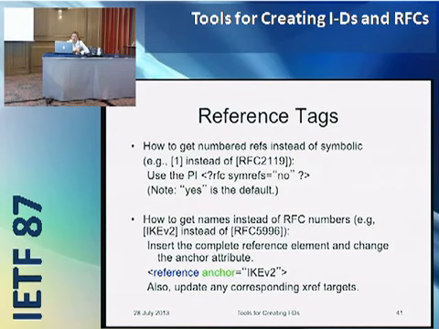So one thing I mentioned: how to get numbered refs instead of symbolic, e.g. [1] instead of RFC 2119. You would use the processing instruction rfc symrefs="no". So symrefs meaning symbolic refs. Yes is the default, but you can turn it off. And these processing instructions typically appear at the top of the document.